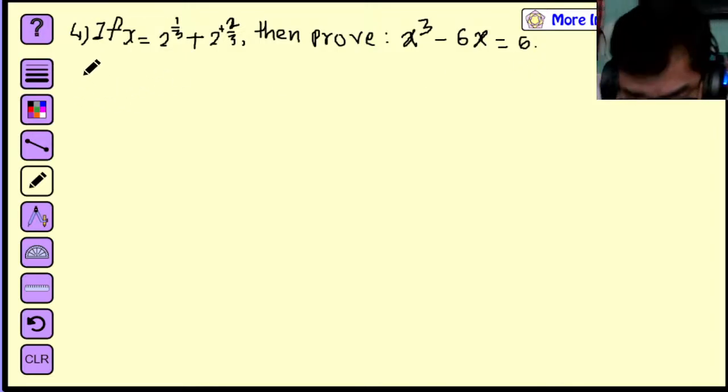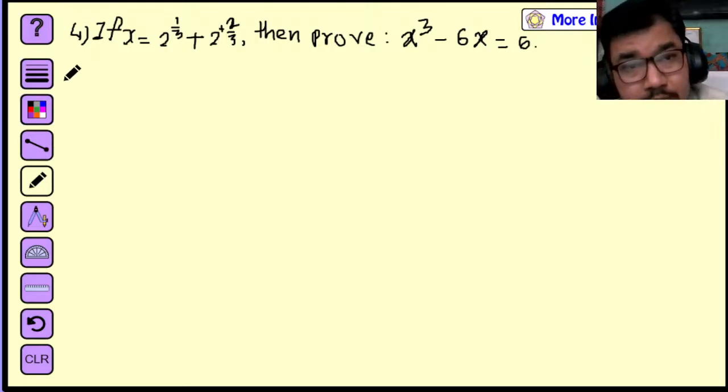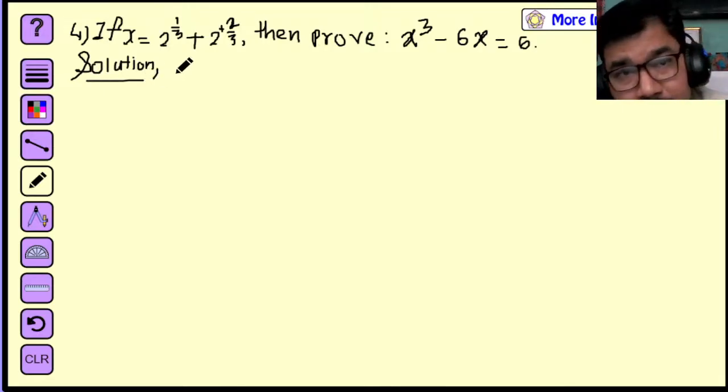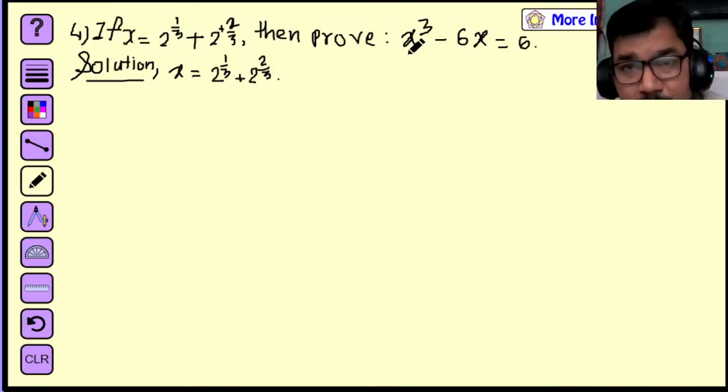Here, first of all, write like this. Look children, write a solution right here like this. Solution. And we have to write first of all the given values here. That is, given x equals 2 to the power 1 by 3 plus 2 to the power 2 by 3. And we have to prove this.